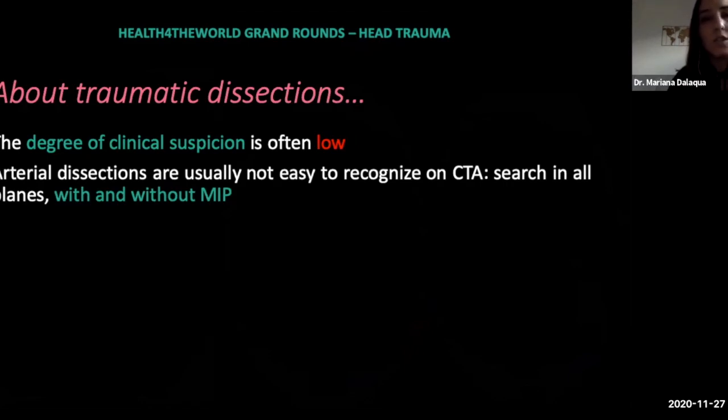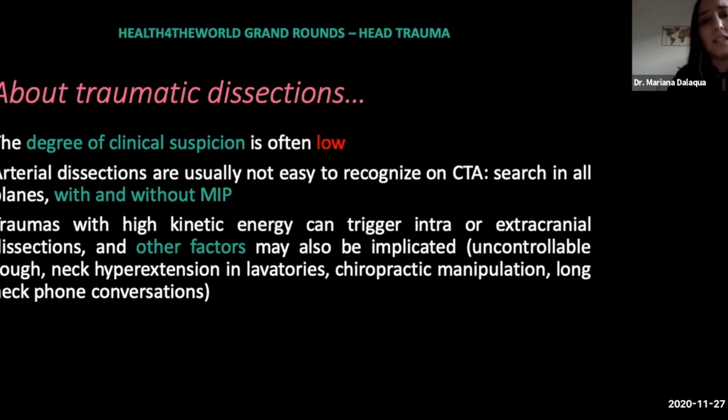Arterial dissections are usually not easy to recognize on CTA, so we should absolutely search in all planes, axial, coronal, sagittal, with and without MIP reconstructions. Because if we only look at MIP reconstructions, we might miss subtle findings. So we should look twice, okay, with and without MIP in each plane. And traumas with high kinetic energy can trigger intra or extracranial dissections, and other factors that may also be implicated are uncontrollable cough, neck hyperextension in lavatories, chiropractic manipulation, and long phone call conversations, especially if the patient has an Eagle syndrome, if the patient has a prolonged styloid process, okay?